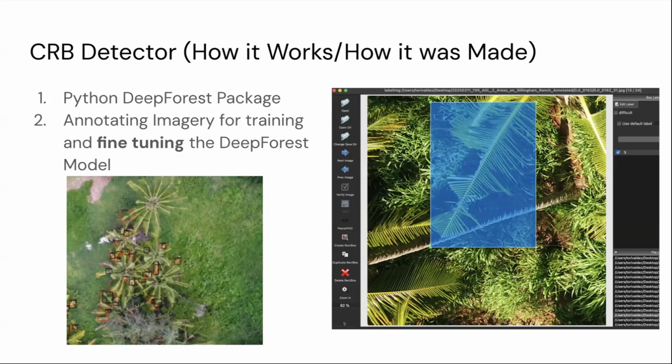DeepForest comes with a pre-trained model and allows users to fine-tune it and customize it using annotations. So that's what I did. I basically used LabelImg, software where I can draw boxes like this on the right over the fronds that had CRB damage, and then information from those annotations went into building this model. And hopefully what came out looks like the left photo, where those red boxes are coinciding with my ground truths.